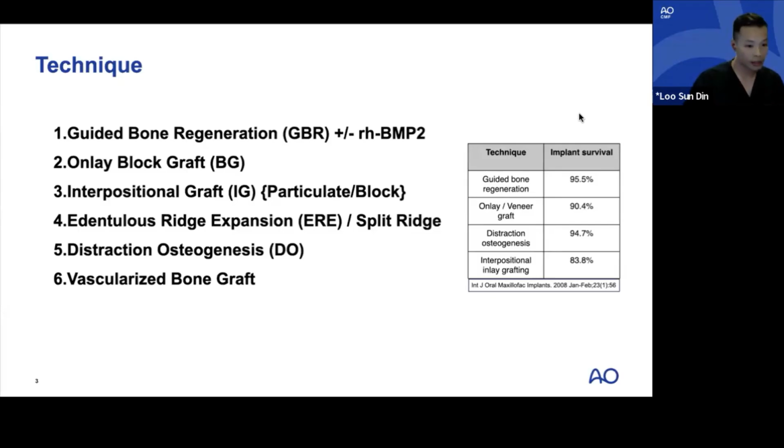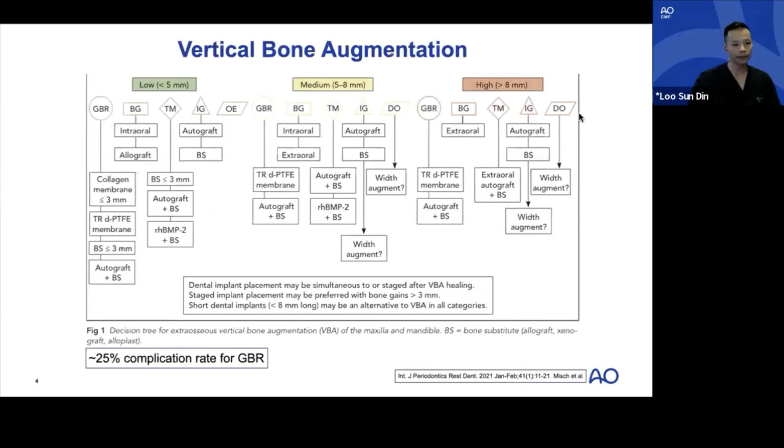Distraction osteogenesis is a really good way to increase a lot of height when there's really only basal bone left. However, it doesn't really address horizontal because you're left with whatever is available at the basal level. And we move on to more technique-sensitive and advanced options like vascularized bone graft. But the main crux of it is that all techniques allow for excellent implant survival, and it really depends on what you want to do and what you're comfortable with.